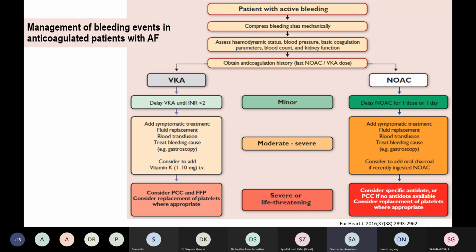With the NOACs, again, you use symptomatic measures. You could use oral charcoal if they've recently ingested. And nowadays, specific antidotes are available, especially for dabigatran in India. We don't have antidotes for rivaroxaban yet in India, I believe. If none of these are available, again, you could consider using prothrombin complex concentrate or FEIBA, which is a factor VIII bypassing agent, which is used in hemophilia.